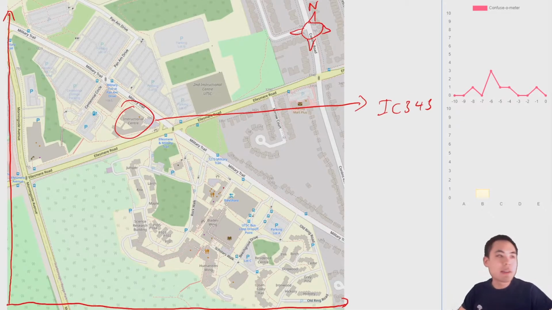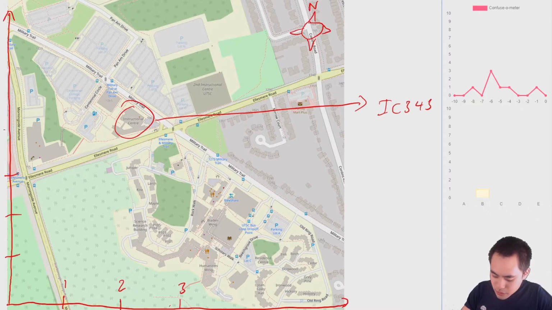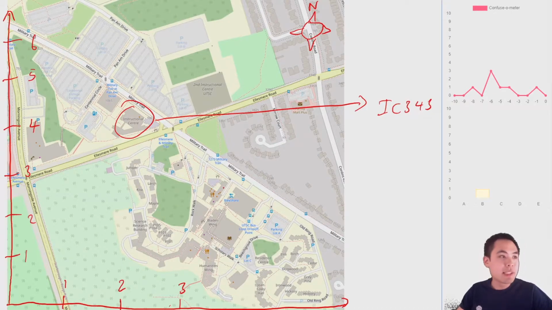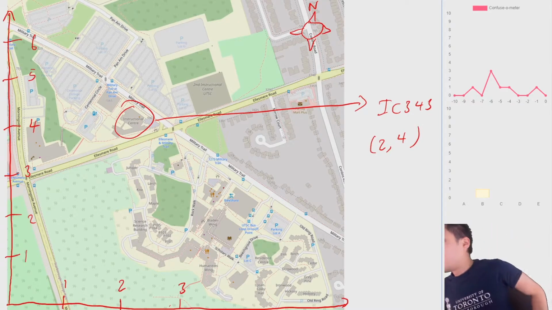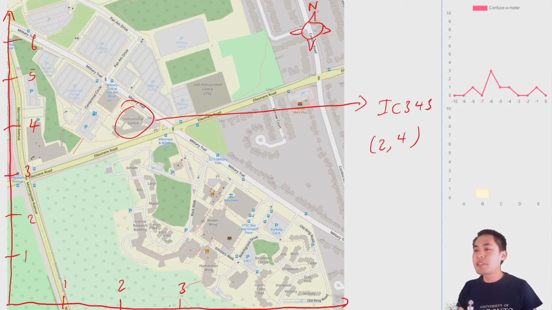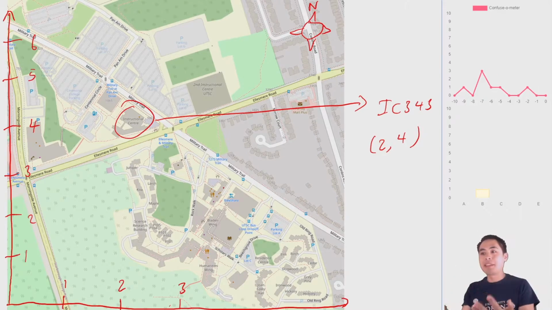Let's say this is 1, 2, 3, etc. 1, 2, 3, 4, 5, 6. And so then, in this particular rendering of it, we're actually at position 2, 4. So you can think of these as just the various grid coordinates, and this is how you can specify a location or a point on this two-dimensional map.